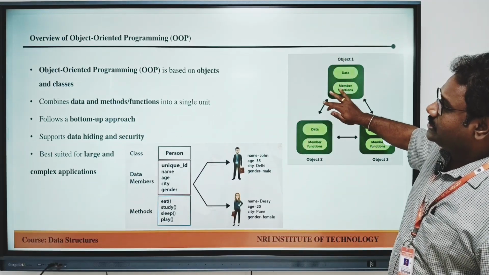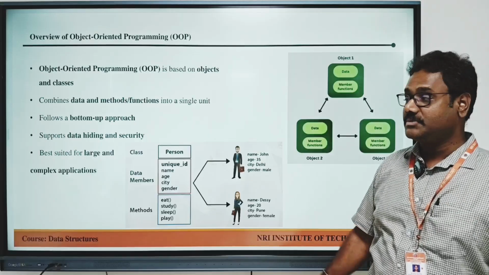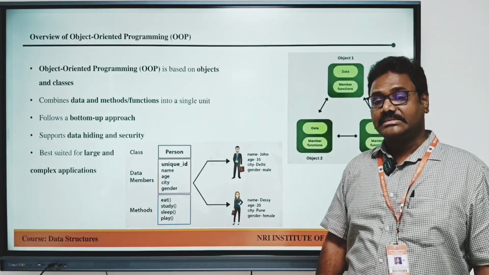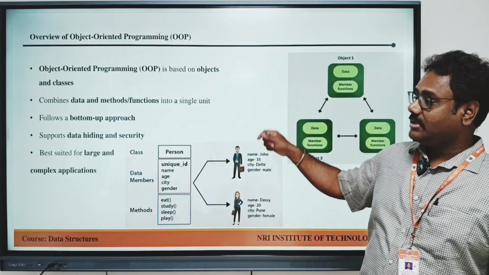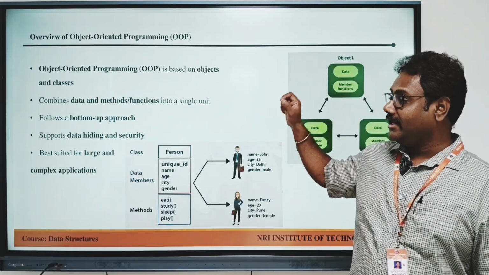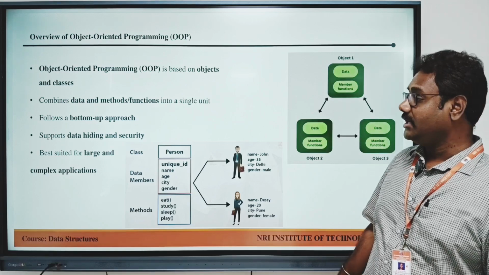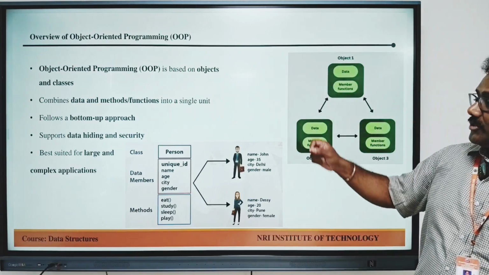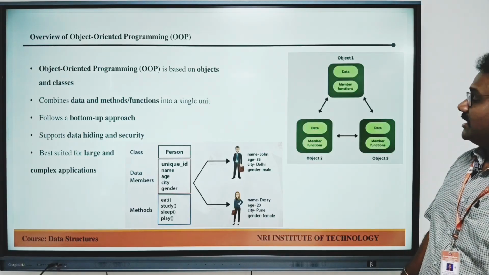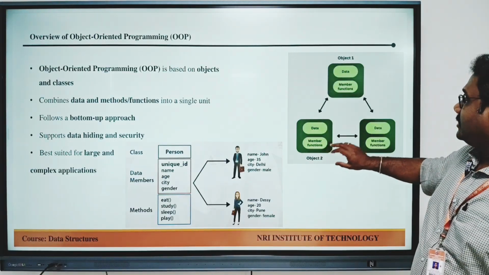Next one. So, overview of object-oriented programming. Object-oriented programming is based on objects and classes. So we'll be considering the class and objects concept here. A class combines data and methods, which are also called functions, into a single unit, and it follows the bottom-up approach, and it supports data hiding and security. It is best suited for large and complex problems. So you can see here the example.